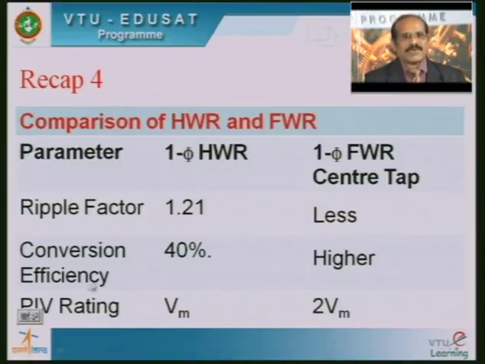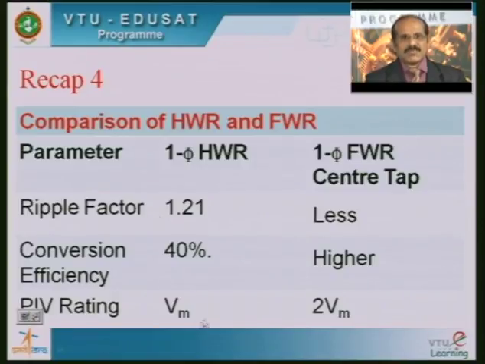Another parameter which we compared as far as the half wave rectifier and full wave rectifier is concerned is the PIV rating. PIV rating is nothing but the peak inverse voltage rating. It plays an important role in the selection of the rectifier. PIV means the negative maximum voltage that can be applied across the diode without damaging it.